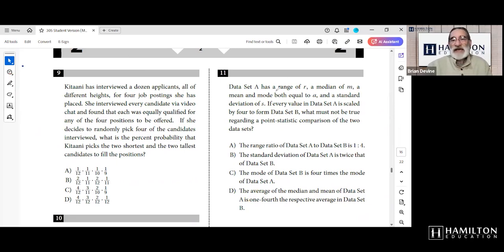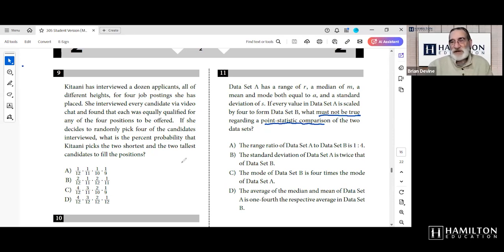Question 11. Dataset A has a range of R, a median of M, a mean and mode both equal to M, and a standard deviation of S. If every value in dataset A is scaled by 4 to form dataset B, what must not be true? What must not be true regarding a point statistic comparison of the two data sets?